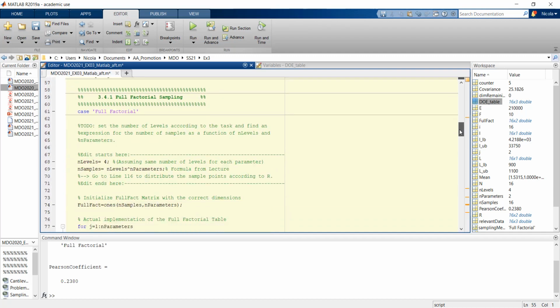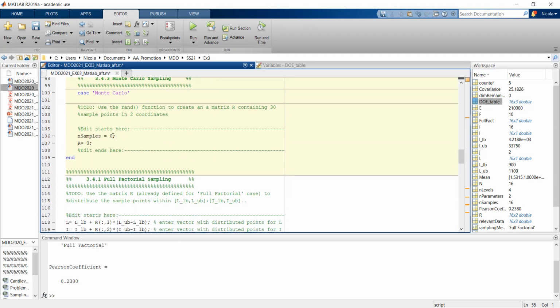And then we'll look for our Monte Carlo here. So how many samples do we want? We want 30 experiments, so 30 samples, and we compute our matrix R with the rand function. So rand has several input parameters. In this case we use the 2 dimensions, so along the first dimension we need 30, and along the second the number of parameters.